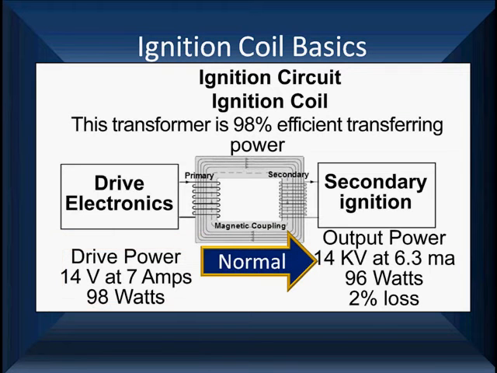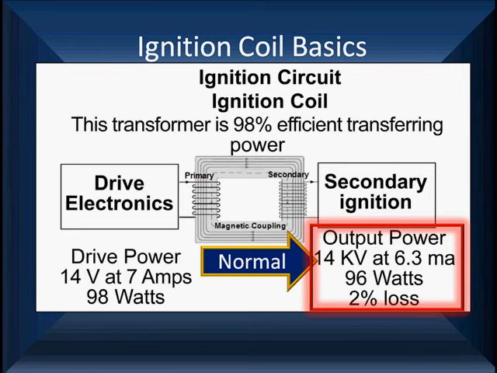While on the other side, we have output power. It's 98 minus 2%, which gives us 96 total watts. If the secondary resistance and spark gaps require 14 kV in order to get a spark, the amperage of that spark will be 6.3 milliamps. It's milliamps times volts to come back to the same 96 watts. It's the same situation. What we have in is what we get out.